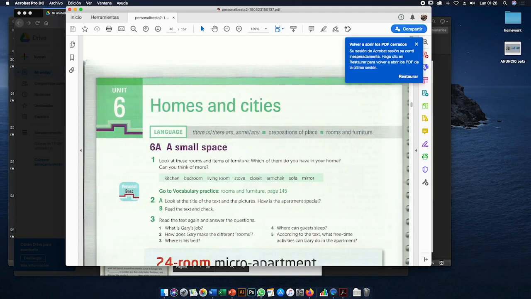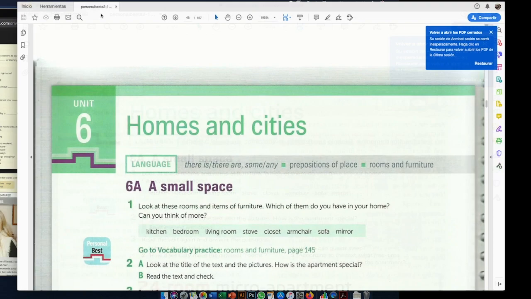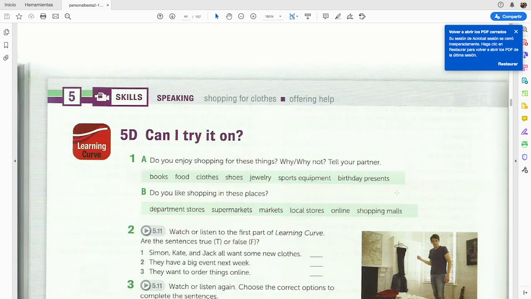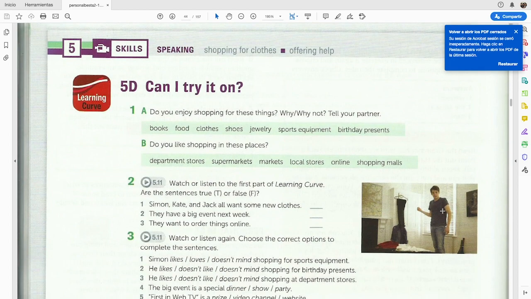46. Okay, so before we start here with this exercise, oh, no, that's not unit number 6. We are going to finish with this speaking part. Here we have just some vocabulary. It's just to check the vocabulary. Remember, guys, here in unit number 5, we already finished with the grammar points, but we are going to cover these as well. Okay? Here in exercise number 1, we have, do you enjoy shopping for these things?